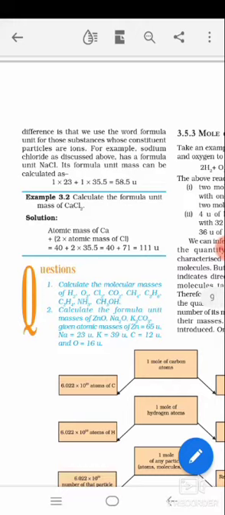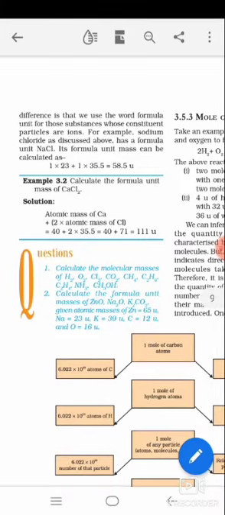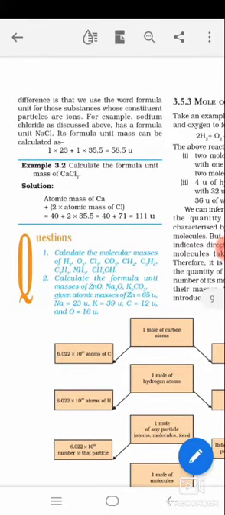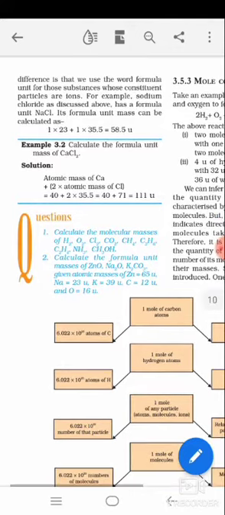Now, sodium chloride. We were on the way of finding the formula unit mass of sodium chloride. How can we find the mass of sodium chloride? Yes, 1 into 23 plus 1 into 35.5 is equal to 58.5 unit. What is it? 1 means the number of sodium present, 23 is the atomic mass of sodium, plus 1 is the number of chlorine atoms, into 35.5, the atomic mass of chlorine. The sum of that is 58.5. This is similar to the way of finding molecular mass.